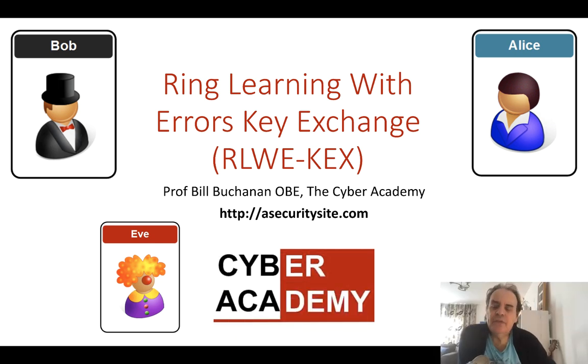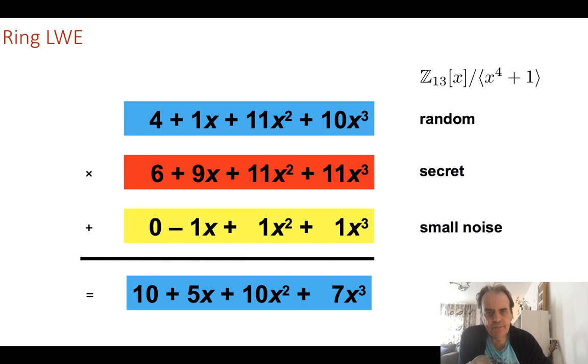Okay, so now let's look at a real example, and it's ring learning with errors with key exchange. With ring learning with errors, we start off with a polynomial. This is a bit like having our vector, but we've defined it here as a polynomial value. So we're taking Z13.